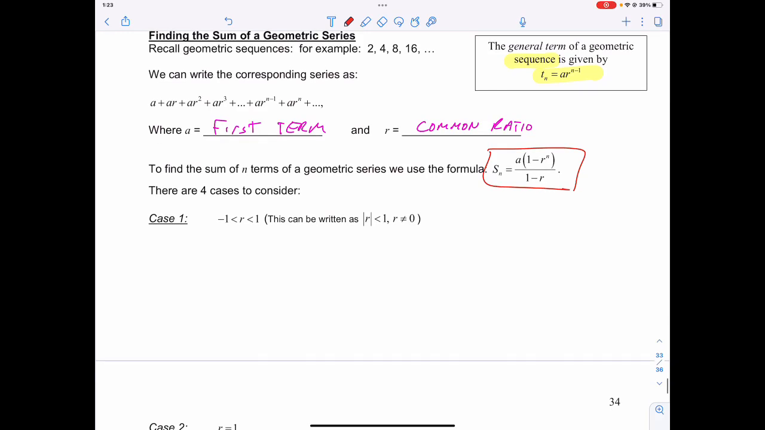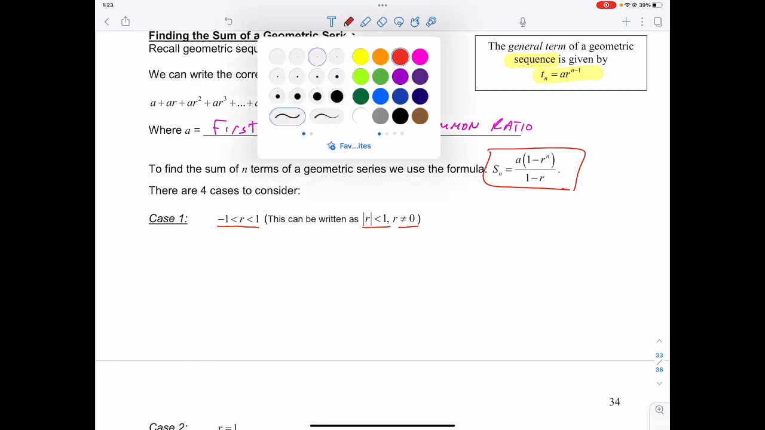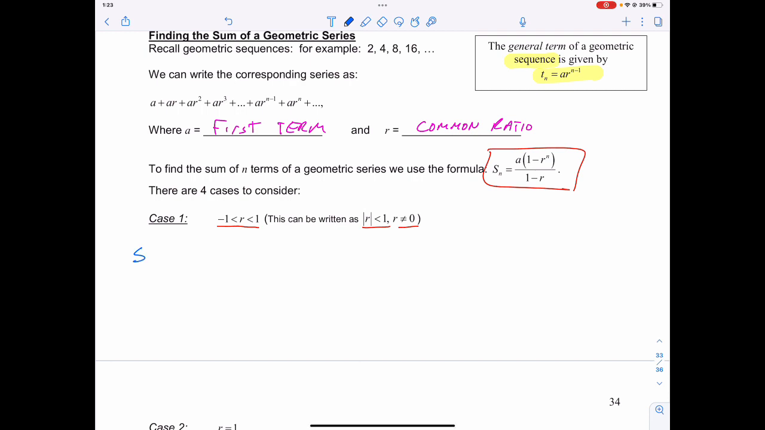If we look at a case where r is in between -1 and +1, or the absolute value of r is less than 1, so long as r is not equal to 0, then we would say that the infinite sum of this is equal to the limit as n approaches infinity of our Sn, or the limit as n approaches infinity of a bracket 1 minus r to the power of n divided by 1 minus r.